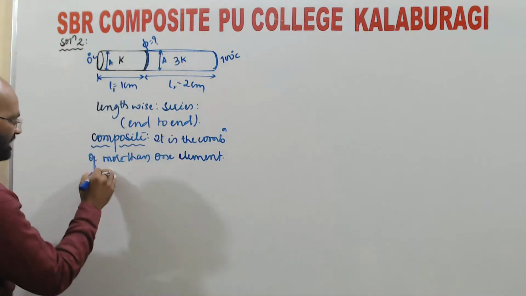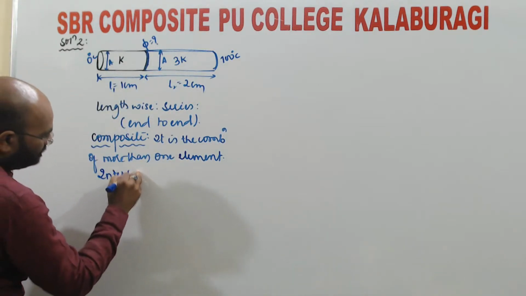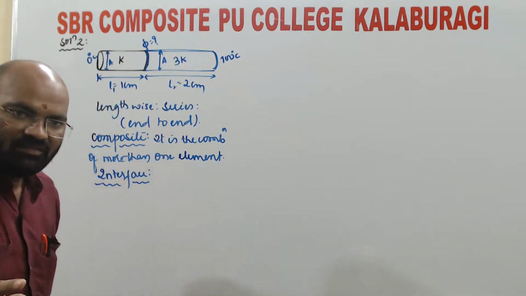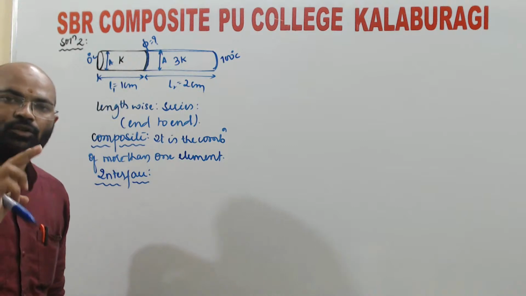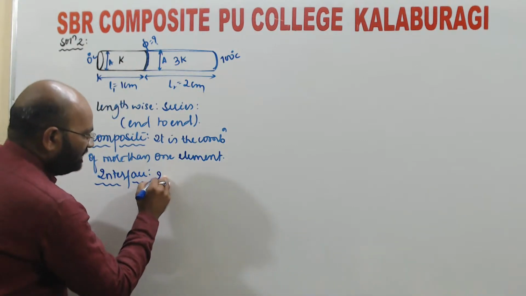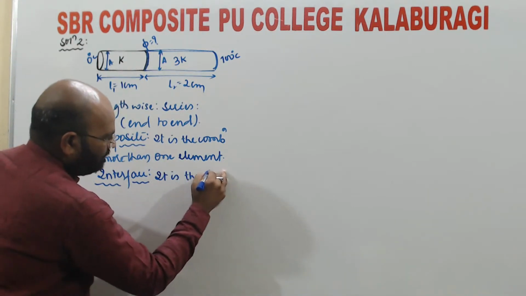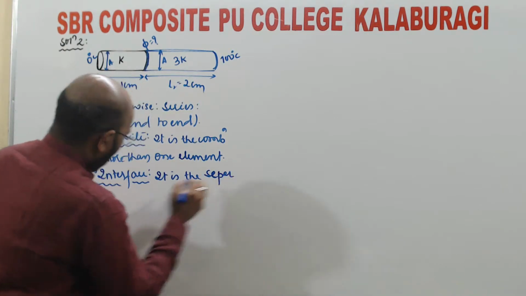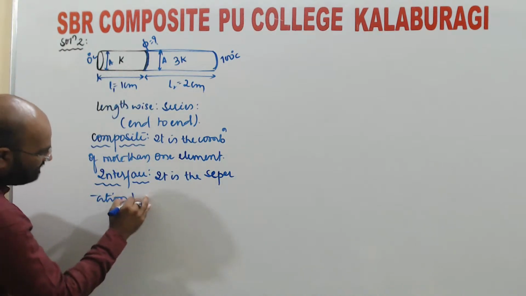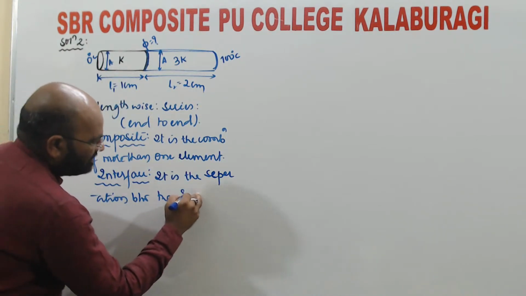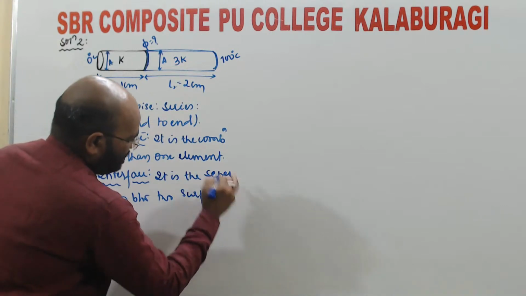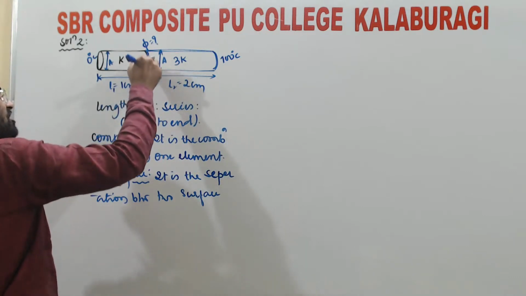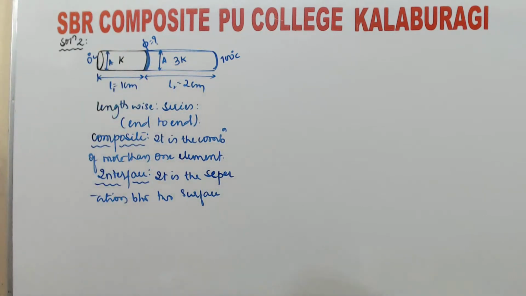What is an interface? Interface is always defined as the connection, or a link, between the two faces. It is the separating boundary, the separation between two surfaces. So it links the two surfaces at one point. That is called an interface.